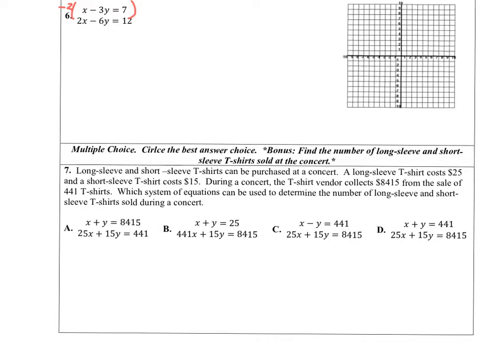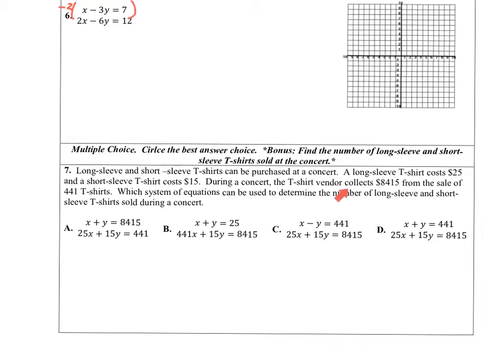For bonus, you can find the number of long sleeve and short sleeve t-shirts at the concert. So long sleeve and short sleeve t-shirts can be purchased at a concert. A long sleeve tee is $25. Man, that seems like a lot. And a short sleeve is $15.